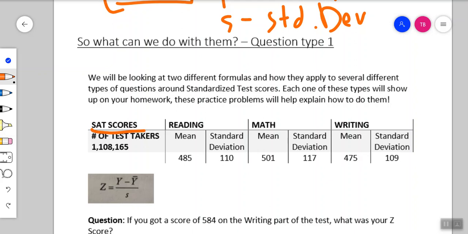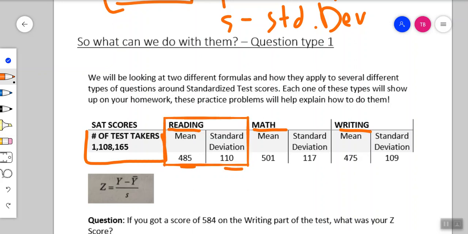So basically this is just a chart of SAT scores. It has a total number of test takers here, which will be important for some of the questions. And then it has it broken down into 3 categories: reading, math, and writing, and has the mean and standard deviation for each one of them. So for instance, if I were to ask you what was the mean reading score, you would say 485. What was the standard deviation for the writing? It was 109. Or what is the mean for the math? You could say 501, right? So depending on the question, you're going to be looking into one or more of these sections.